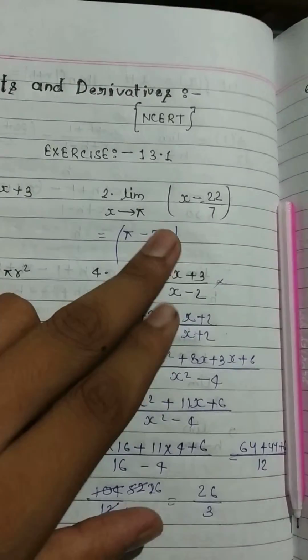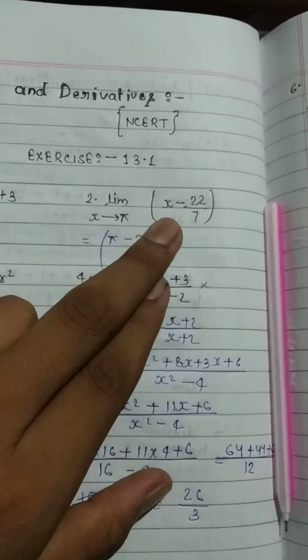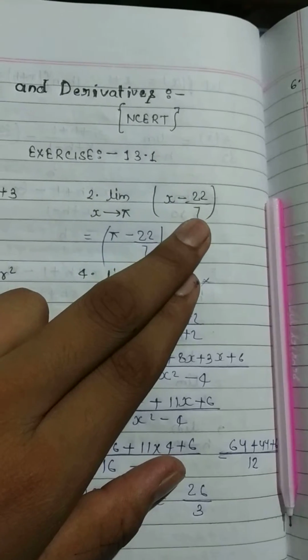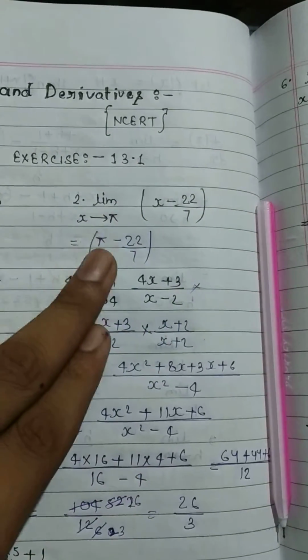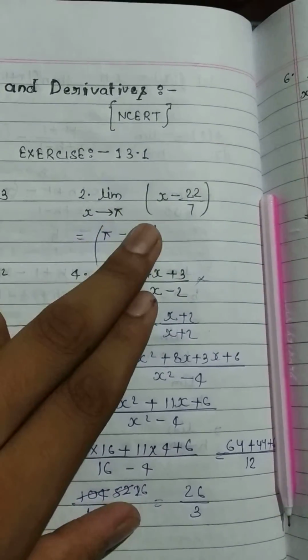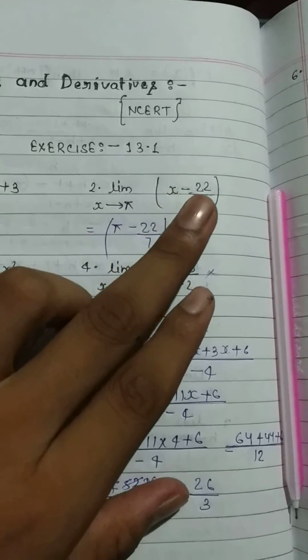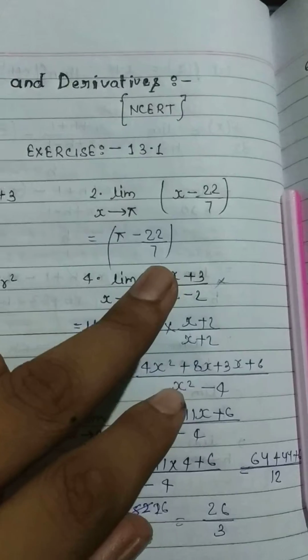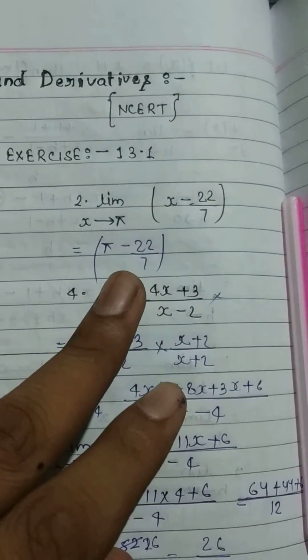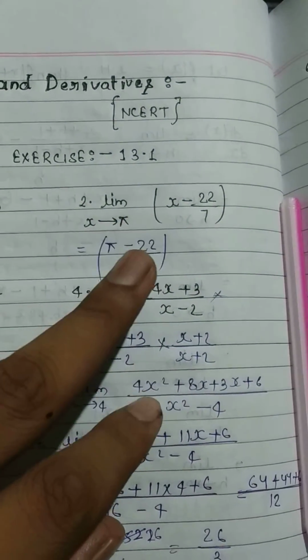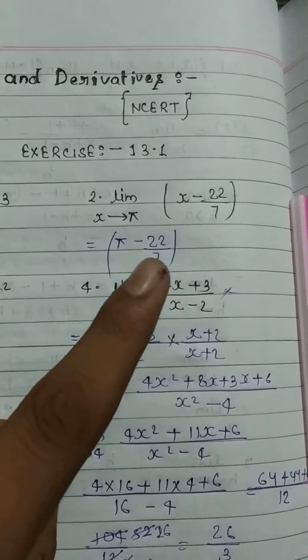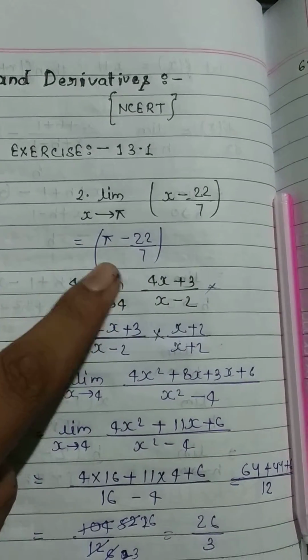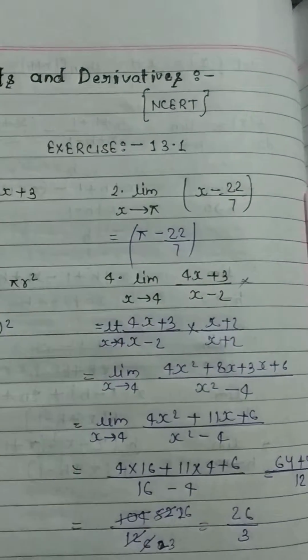Come on to the second question. Limit x minus 22 by 7 where x tends to pi. Students, be careful because here 22 by 7 is not the value of pi, it is a numerical value only, so we consider it only when putting values. In place of x we put the value of pi only. That is the answer. Okay?